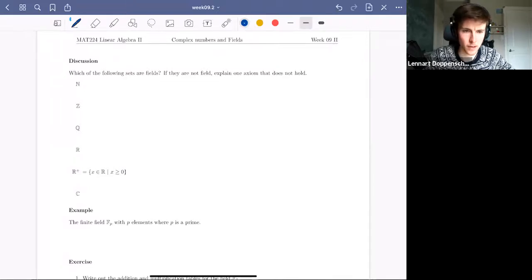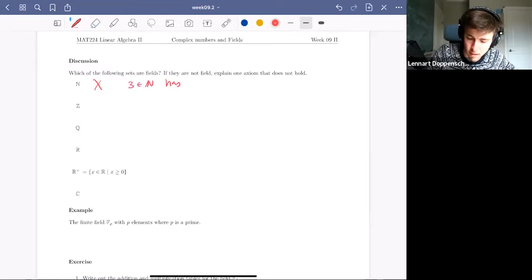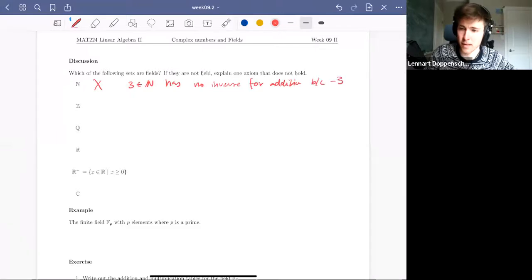Yes, so Andrew said N is not. Can you also say why? Exactly. So 3 in N has no inverse for addition, simply because -3 is the thing that we would want, but this is not a natural number. They only start at 1. Okay, Adrian.